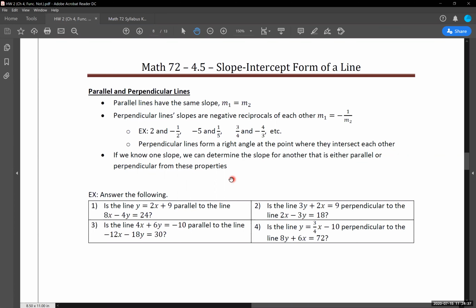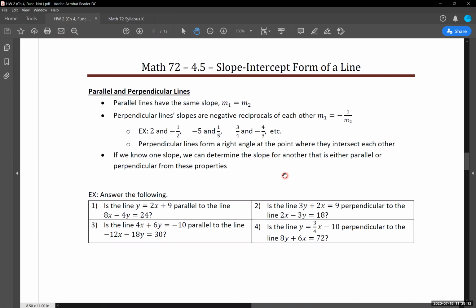So some of the other parts that we have showing up with this, and we'll be asked some questions about it. We'll go through these here in a quick second. But just other questions in general. If we know one of the slopes, we can determine the slope for another if they are either parallel or perpendicular from these properties. So if I were to give you the slope of my first line, let's say the slope is 2. And I want to say, tell me the slope of a line that is parallel to that line, to the slope of the first line.